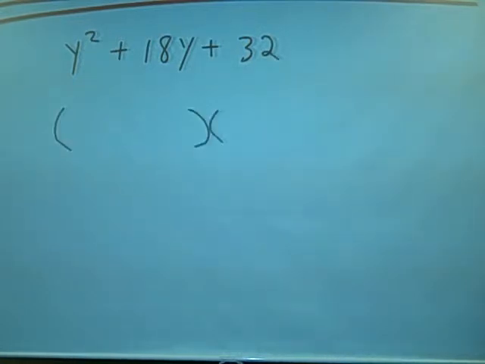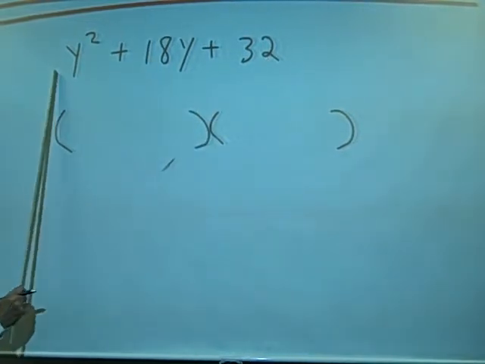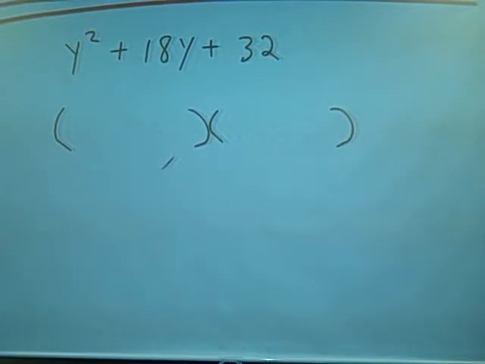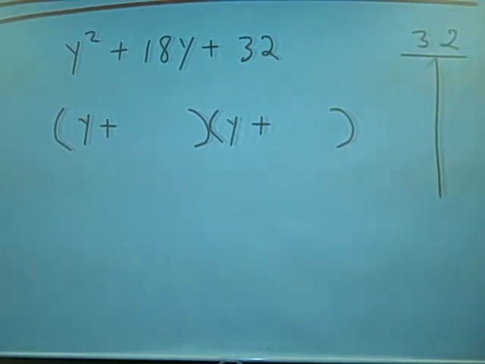Let's try this. Y squared plus 18y plus 32. Okay, we're going to put in our parentheses. We know we don't have a greatest common factor here, right? 2 is a common factor of the last two terms, but not in the first one, so we can't factor out a greatest common factor. So we're going to put in our y's. We know it's going to be plus and plus. But we're not so sure about our factors. So we put in our factor table.